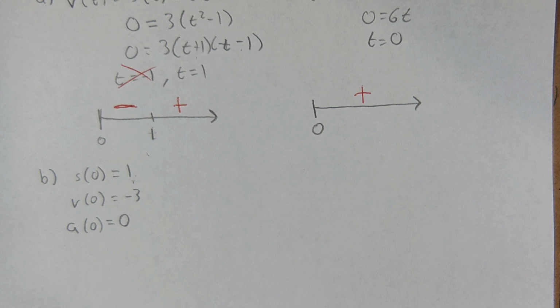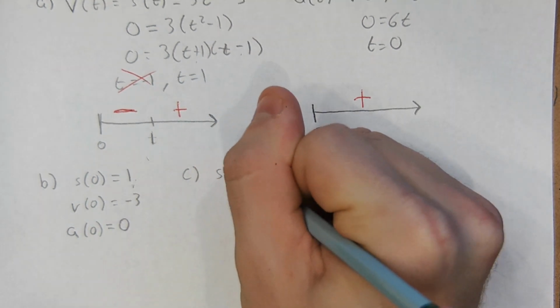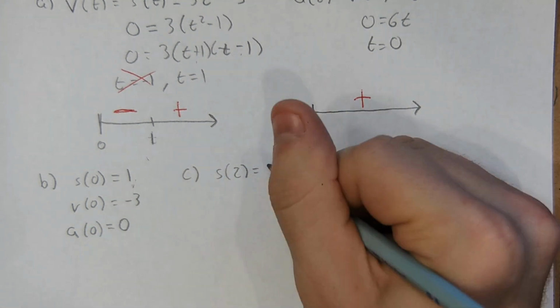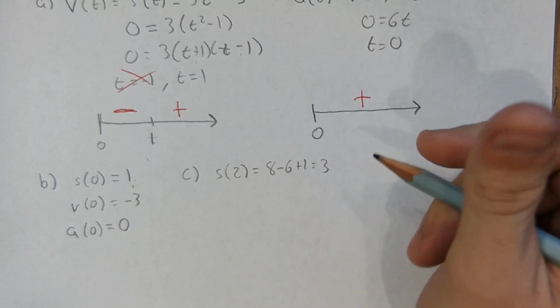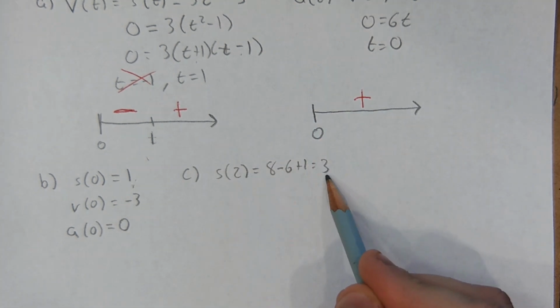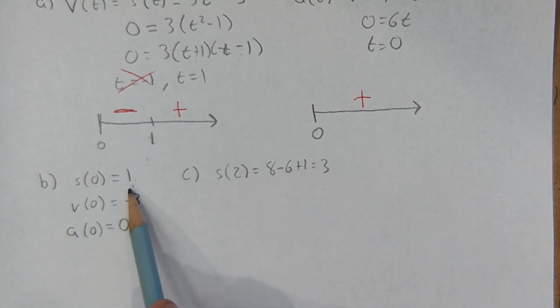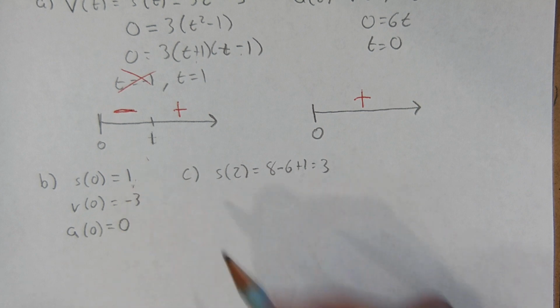Part C says describe the motion of the particle when time is 2. So for part C, we're going to do the exact same thing, but we're going to plug in 2 instead of 0. So what is little s of 2? Well, it's 8 minus 6 plus 1, which is 3. So after 2 seconds, we're 3 units to the right of the origin. That's interesting because when we began, we were 1 unit to the right, but we were moving to the left. I must have turned around somewhere.